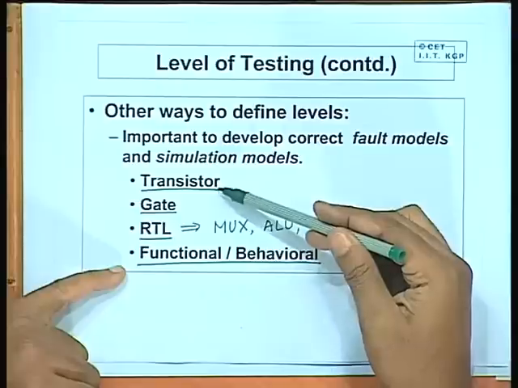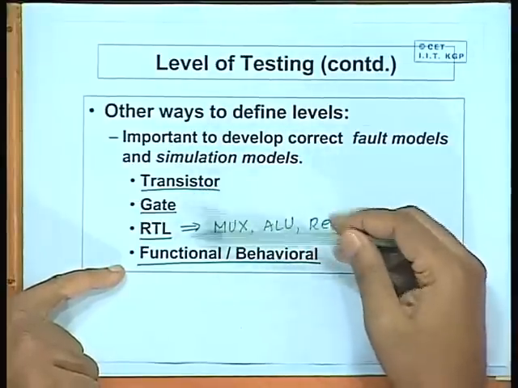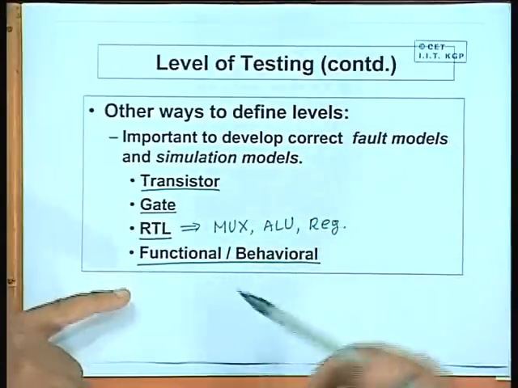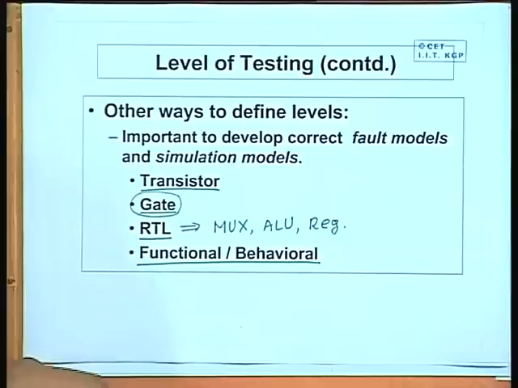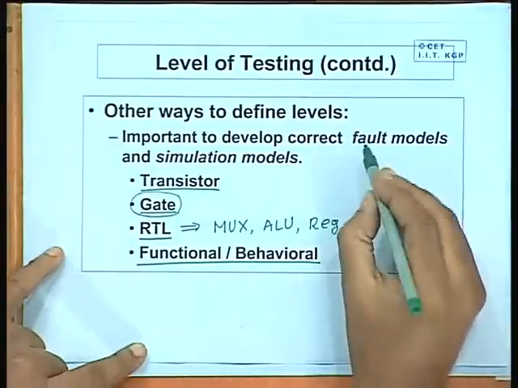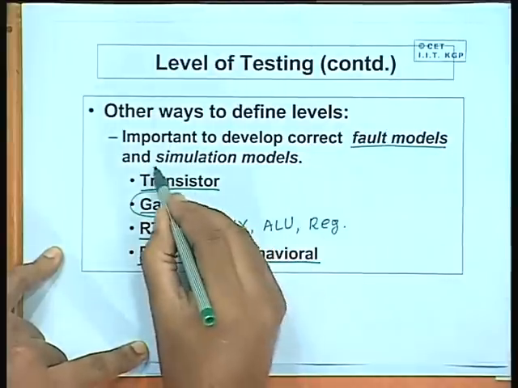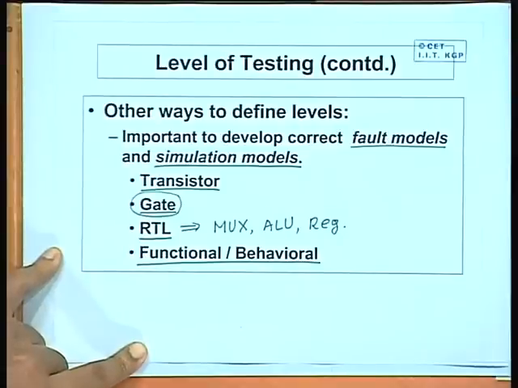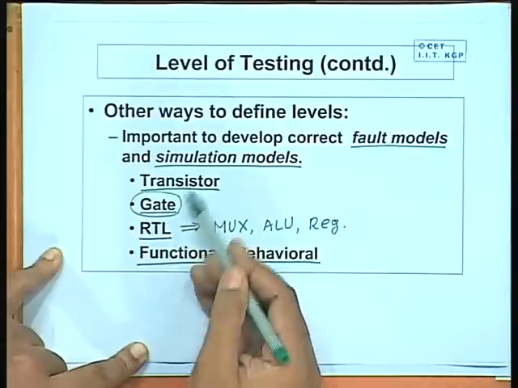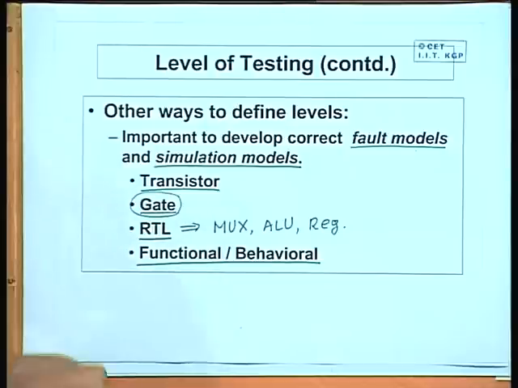Now, it really depends on the level we are concentrating on, because if we are concentrating, for example, on the gate level model of a circuit, then we will have to develop something called a fault model and a simulation model. We will be talking about this later, which will be pertinent to the gate level description of the circuit. If we move on to the other levels, the fault model and the simulation model will also vary. So, it really depends on the test engineer at which level he or she wants to carry out the testing, and the fault modeling and the simulation modeling have to be done accordingly.